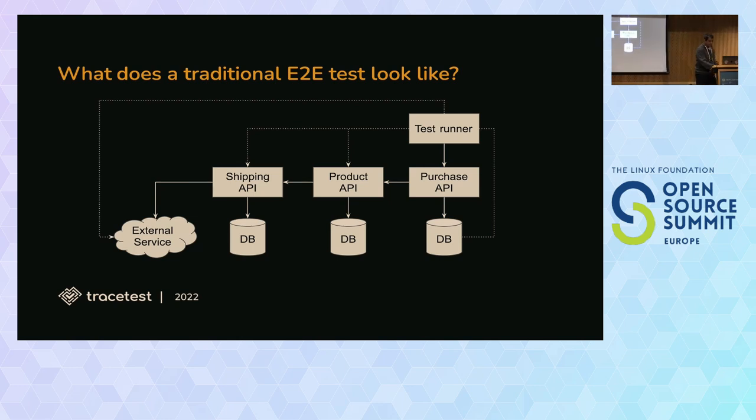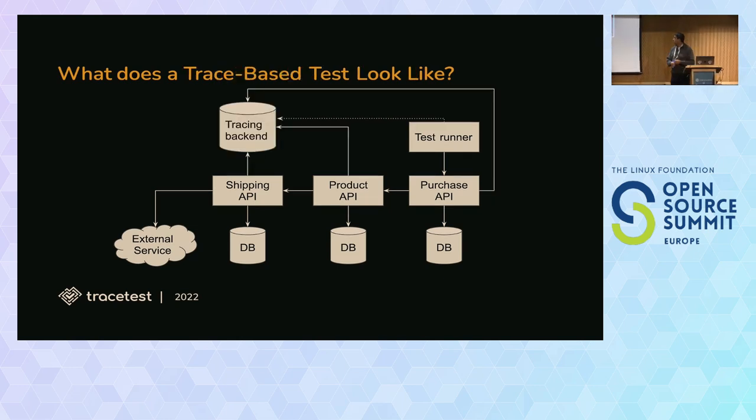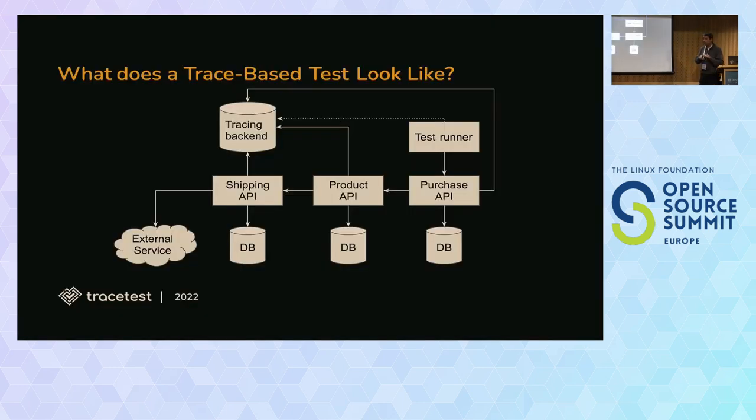With a trace-based test, your system's already instrumented. All these microservices are already sending information to your tracing backend. All you do is put in place a test runner that can initiate a call, and it needs to have access to the finished traces. So it executes a call, and it orchestrates with the tracing backend to get the full trace, and then it runs assertions against the response and the trace.